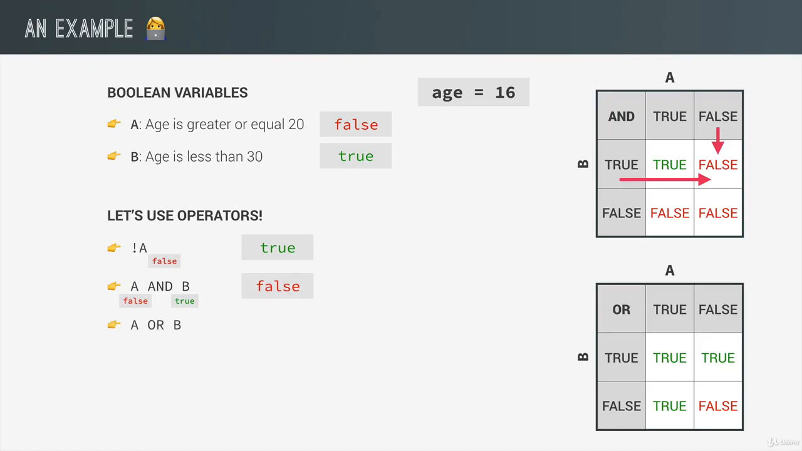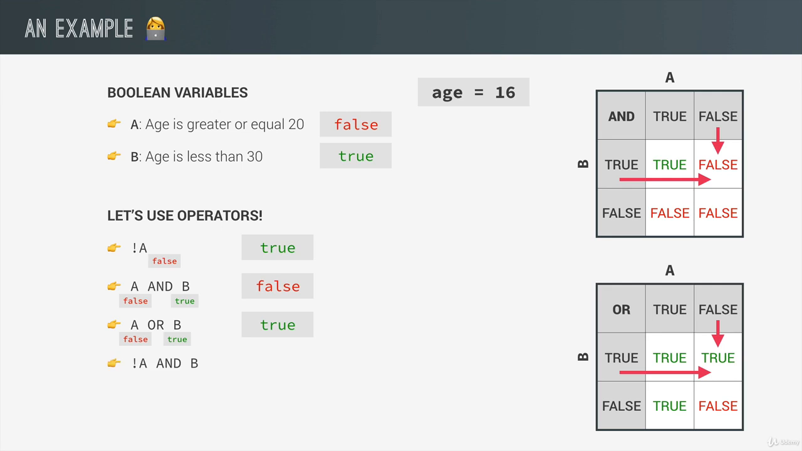Now we have A or B, and so let's check out the truth table in this case. And so in this case, we actually get true. And so this shows that it is enough for one variable to be true for the whole expression to be true as well.